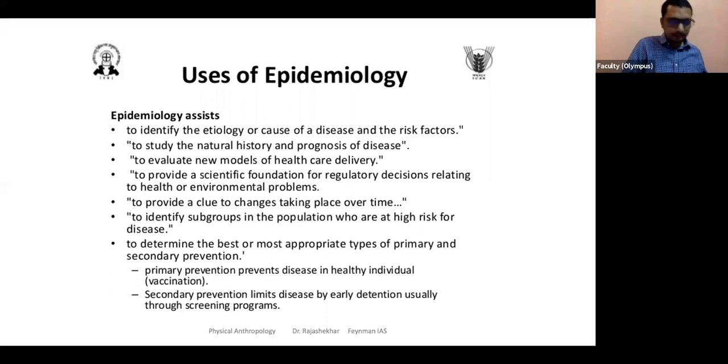History, again, means origin and prognosis. And the disease trend: how will the disease move or spread? Those components we'll look into, and then we evaluate new models of healthcare delivery. So if this is how the disease is, how should we handle it?